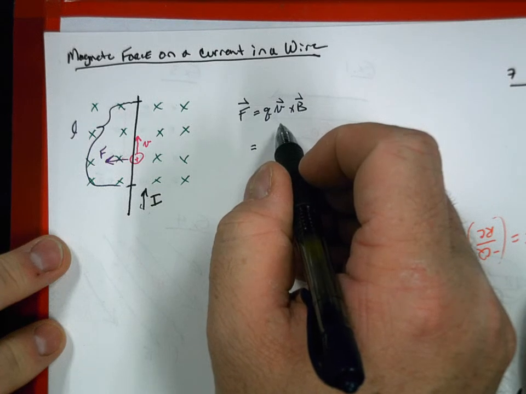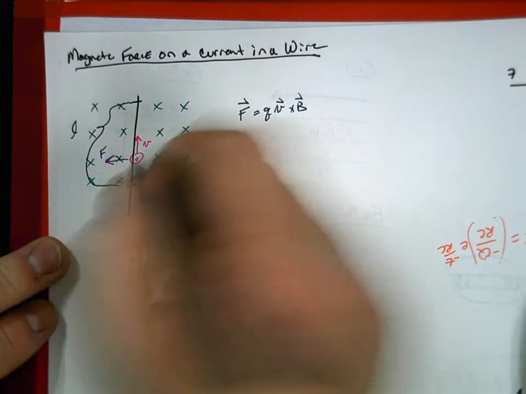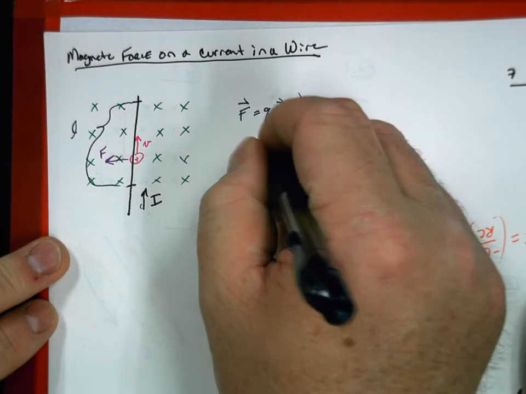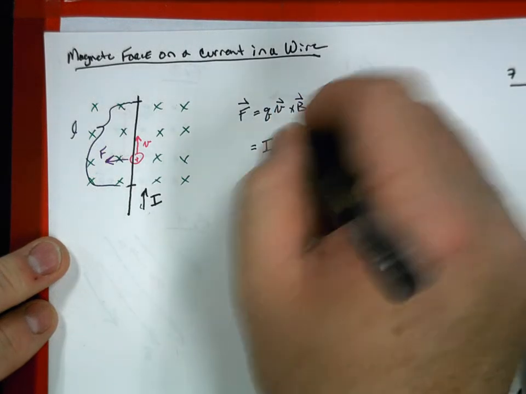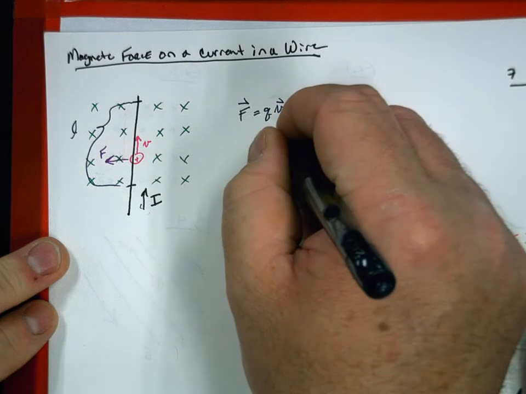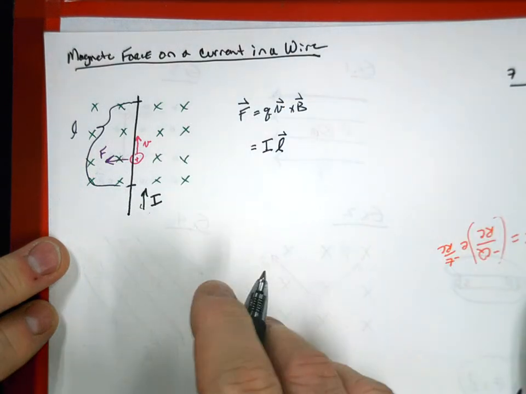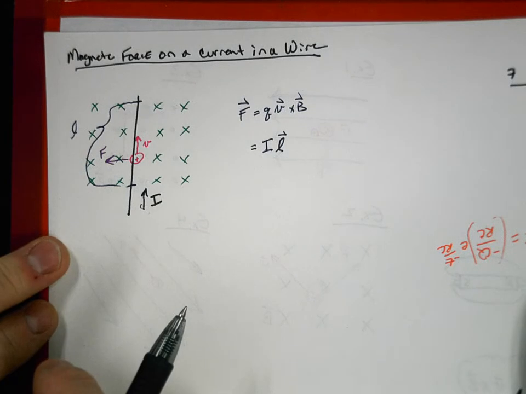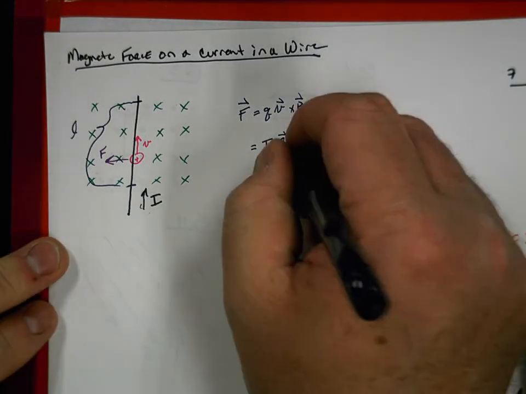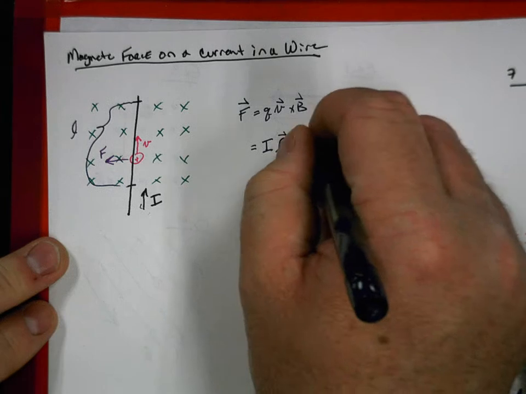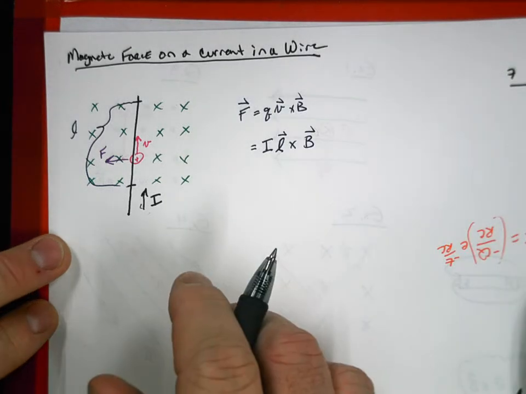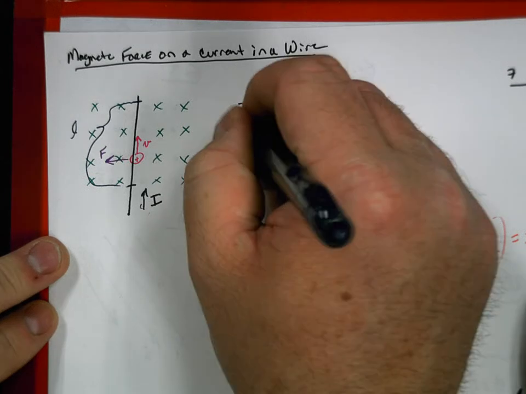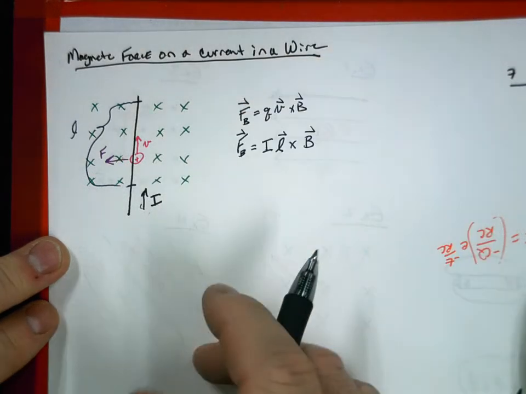We can rewrite this as charge per second times meters. So if we just look at any one particular spot, this becomes our current times the general displacement through which our current is moving, times our magnetic field. And this is the actual force, F sub B, on a current in a wire.